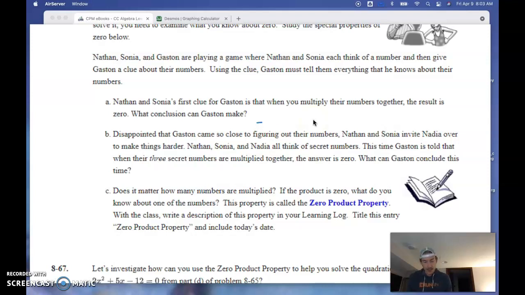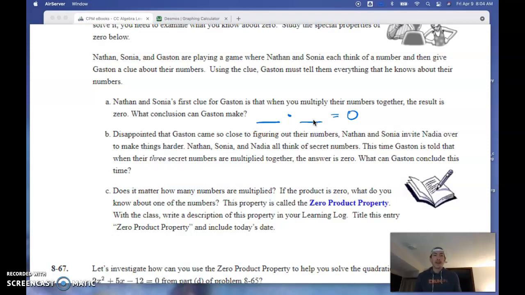Well, here's the deal. Nathan's number times Sonia's number equals 0. Okay? Well, what we know mathematically says that the only way we can get 0 as a product is if one of the two factors is 0. So that means Nathan or Sonia's number has to be 0. Or both of them could be 0.